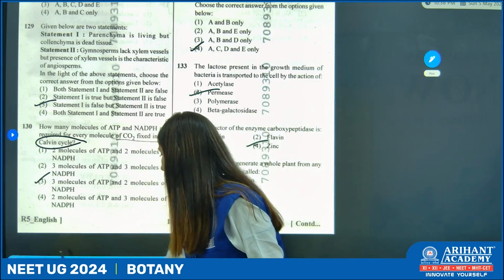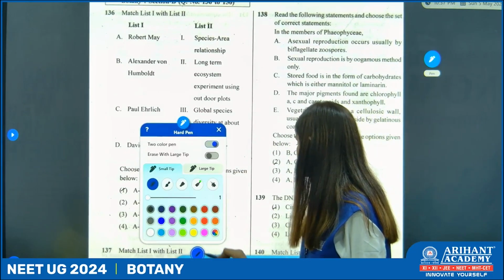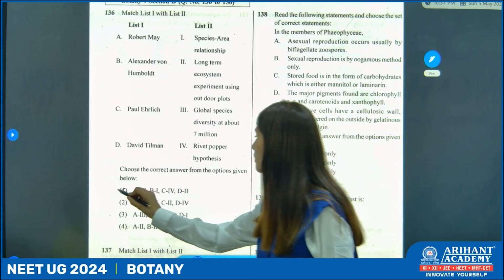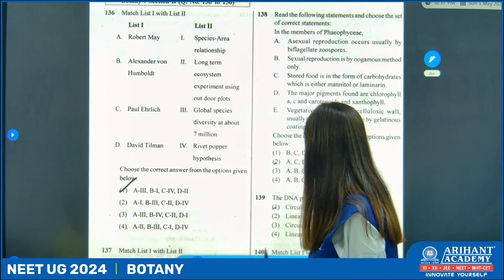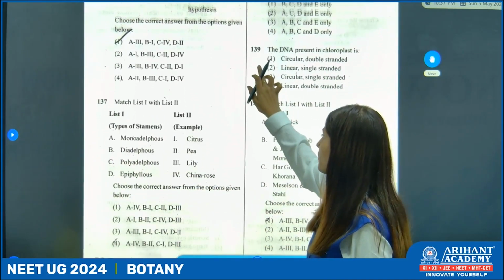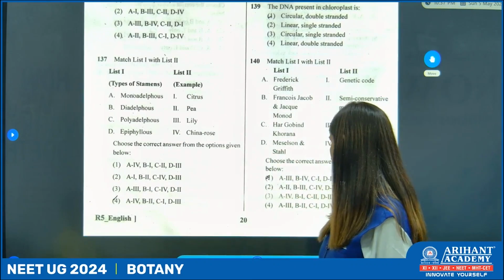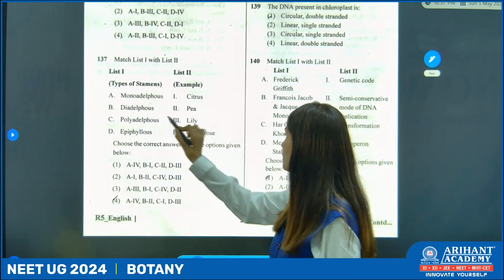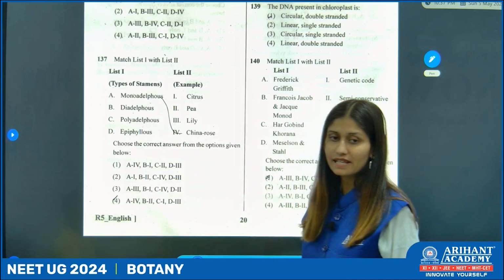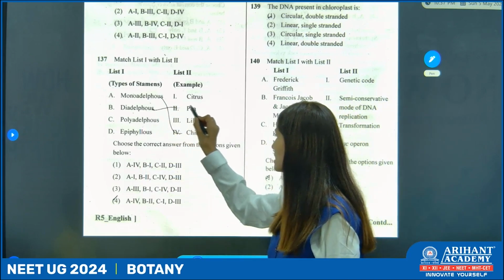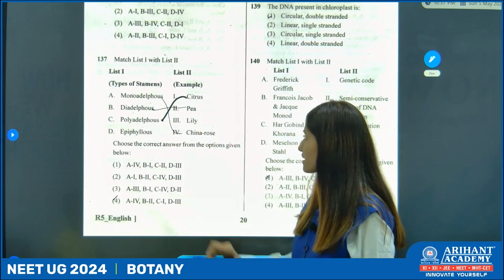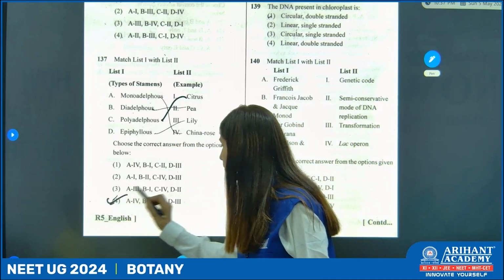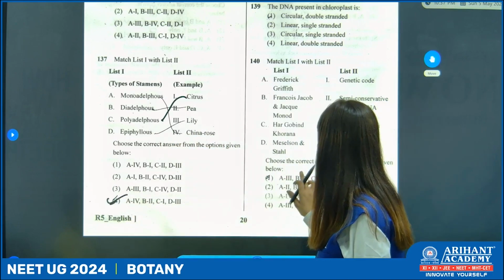Okay, next question. Match the following. Answer for this is option number 1. Okay. Match the following again. One more match the following from the morphology part. Let's see. Monoadelphous, China rose, which means hibiscus. Diadelphous, pea. Polyadelphous, citrus. Epiphyllous condition in the lily. So, answer for this would be option number 4.